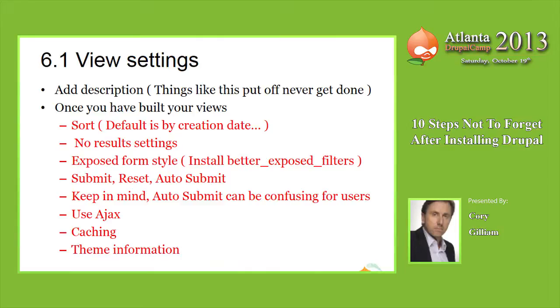Ajax, caching, theming information, these are all things that are underneath the advanced tab. Look into those. Caching is almost a requirement now. We got so many modules, we got so many rules, we got so much stuff going on in the background. Caching blocks and things that don't change a lot just speeds the site up that little bit more.